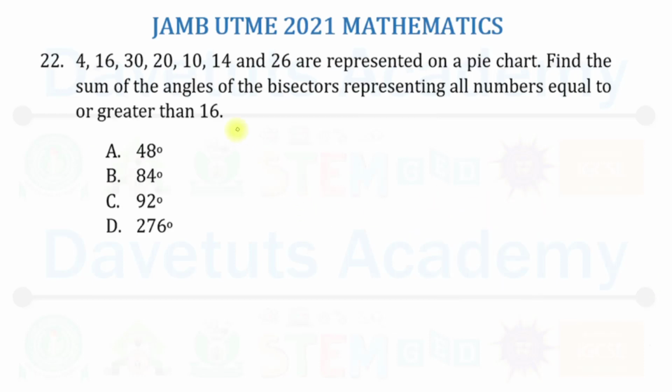For this question on representation of data, we are told that 4, 16, 30, 20, 10, 14, and 26 are represented on a pie chart. We are to find the sum of the angles of those sectors that are representing all numbers equal to or greater than 16. So this is a classical example of a case in which you need to do smart work to solve this question, okay? Now, look at what they are giving us. If we even look critically at the options, you can just pick your answer.